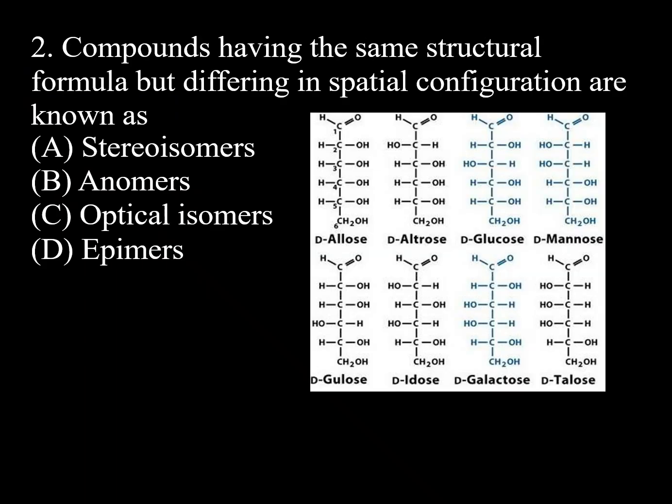Question number 2: compounds having the same structural formula but differing in spatial configuration are known as option A, stereoisomers; B, anomers; C, optical isomers; D, epimers. The right option is stereoisomers.